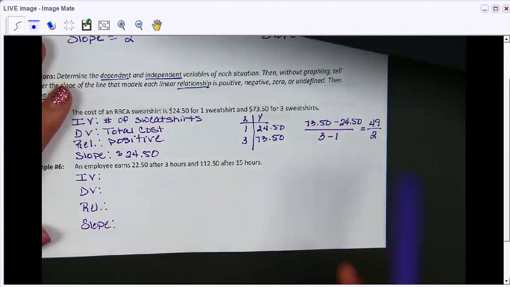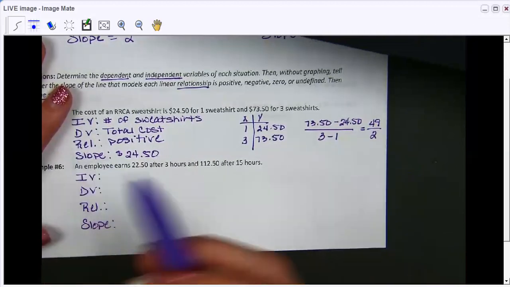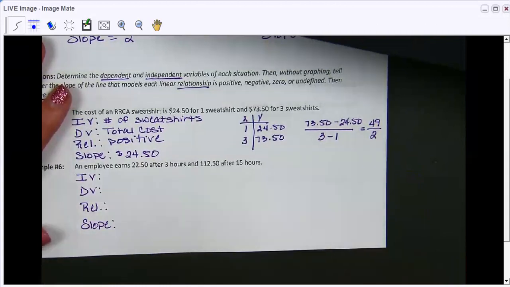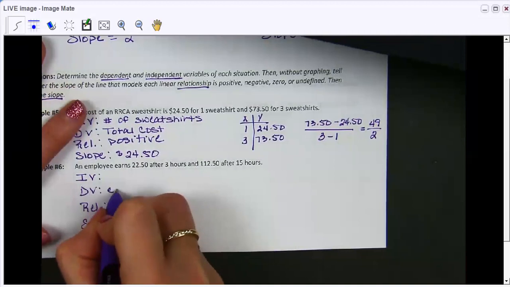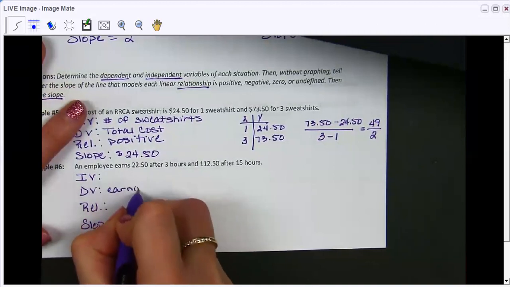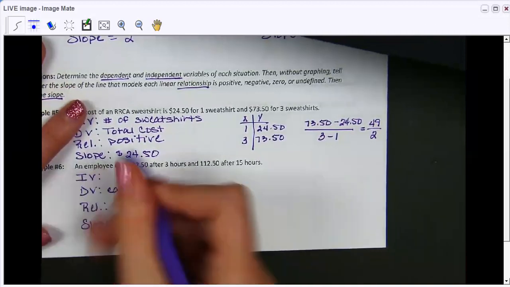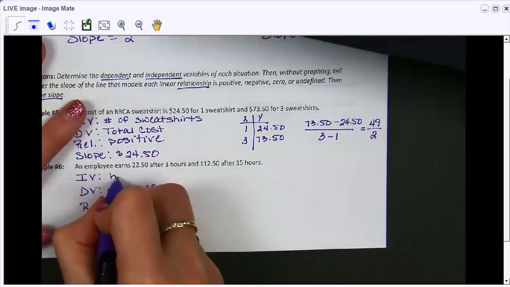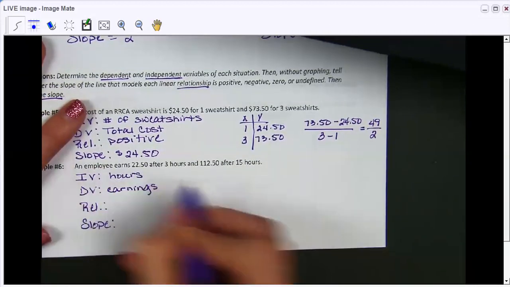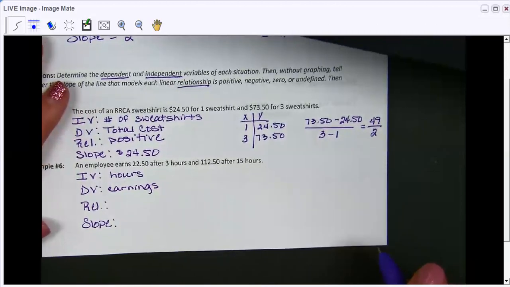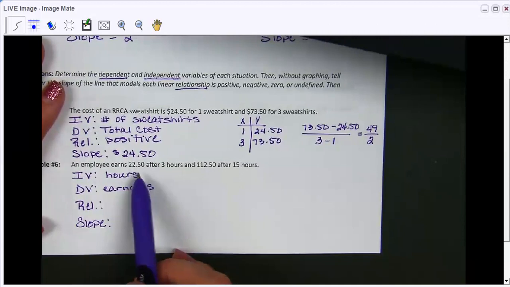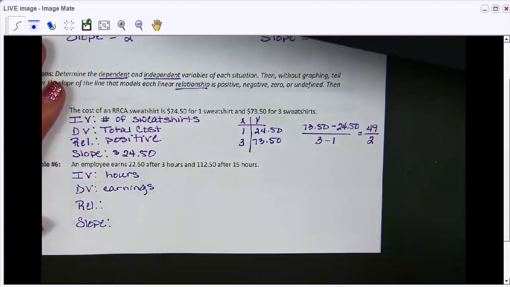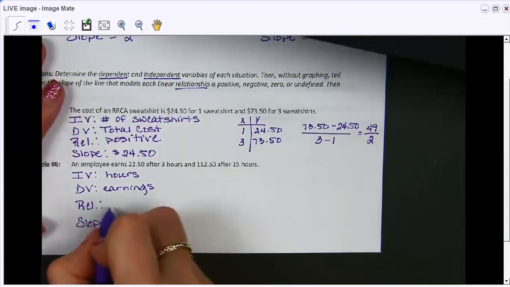Do your earnings depend on how many hours you work, or do your hours depend on earnings? Earnings depend on hours, so the earnings are the dependent, or how much money you make. And the independent variable would be hours, because that's what your total earnings depend on. Okay. Now, in looking at the situation, what is the relationship? Positive, because the more hours you work, the more money you get paid, right? Both are going up, both are positive.